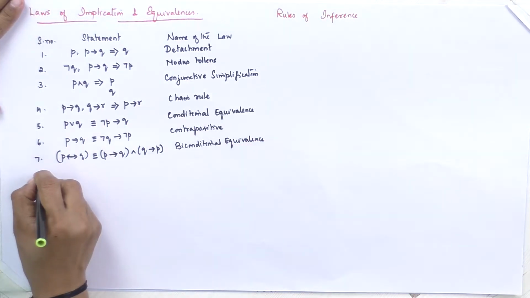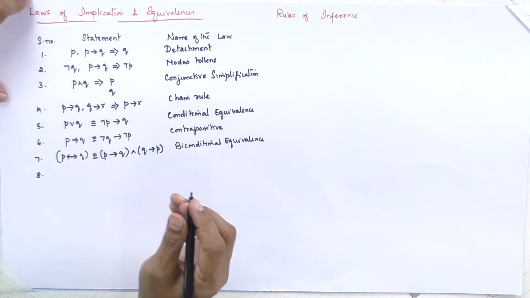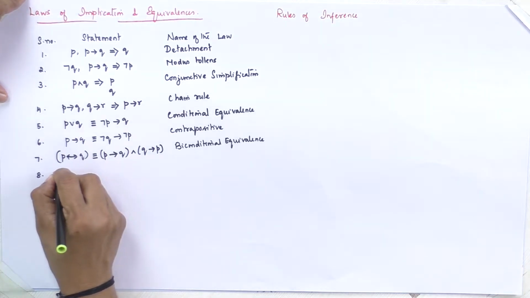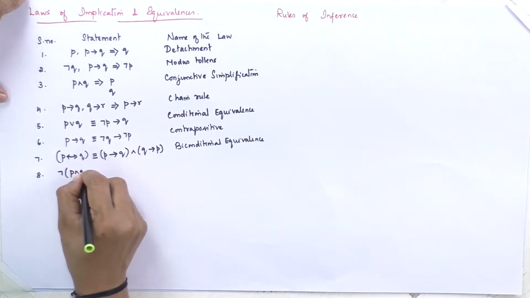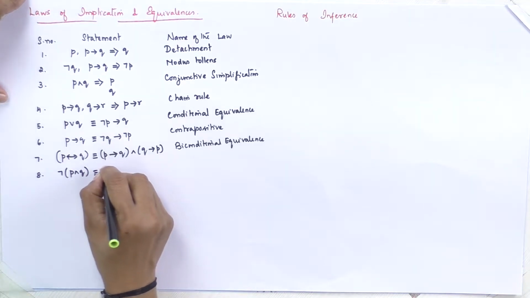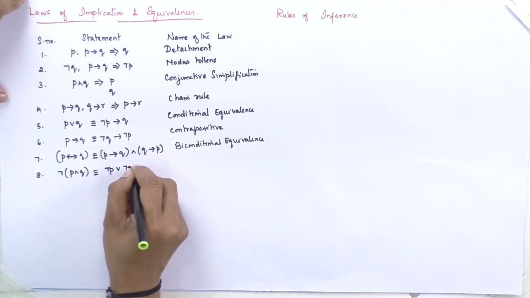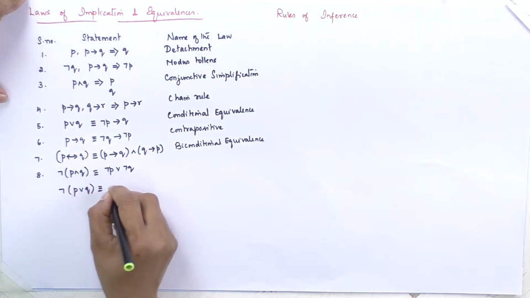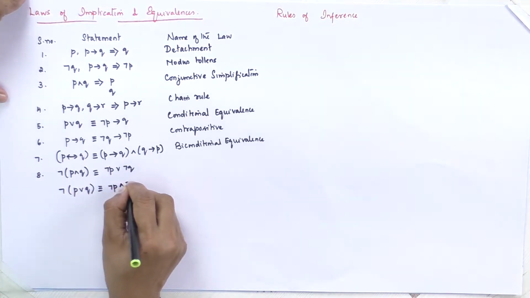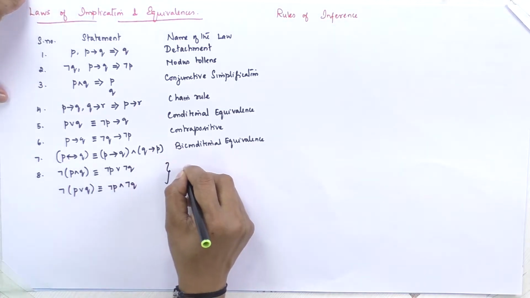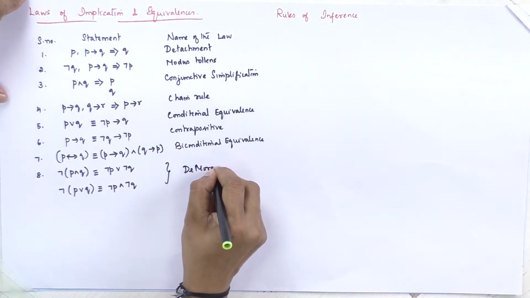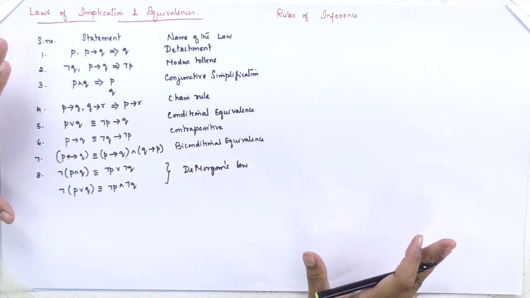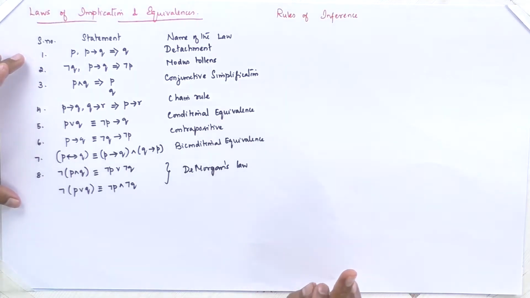Then finally one more law, which is very similar to what we studied in school days under set theory, De Morgan's law. That is negate of P and Q, which is equivalent to negate P or negate Q, or else negate of P or Q, which is equivalent to negate P and negate Q. So this is called De Morgan's law. All these laws are very important. So these 8 laws, one must be very thorough.